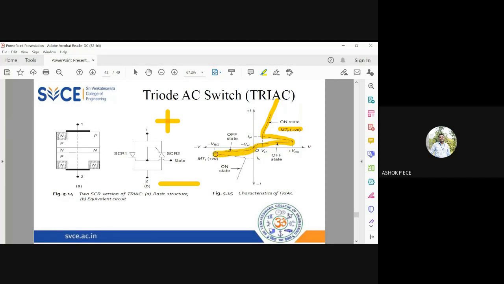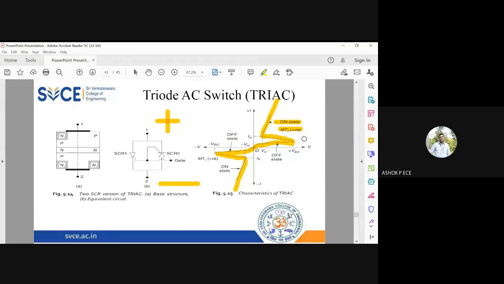Once breakover happens, voltage will reduce, and then current will increase abruptly. When the current is increasing enormously, that is called the on state, and the device is said to be turned on. But the region until breakover happens is the off state, and the region in between the on state and off state is called the negative resistance region.